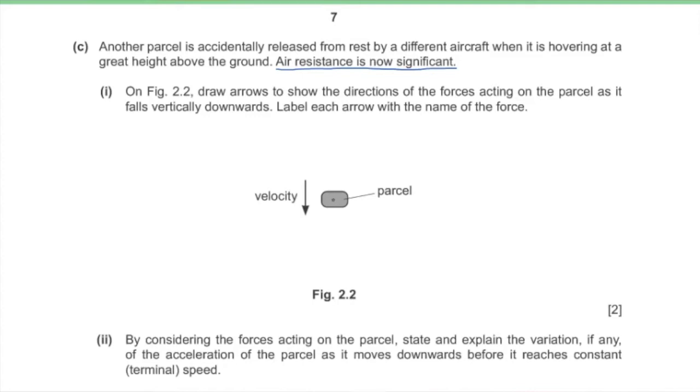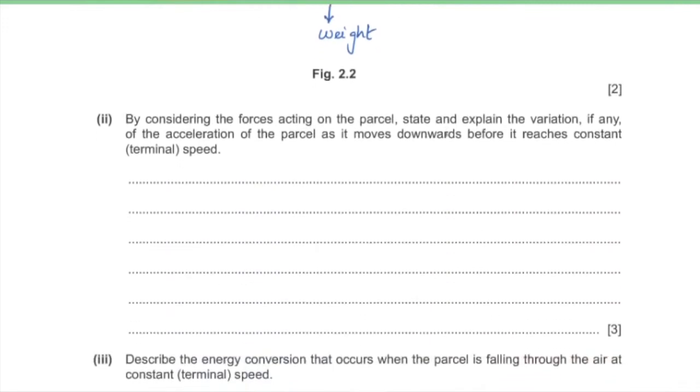So there's always going to be weight acting right from the center of the parcel, so we'll label it weight. And since air resistance is now significant, there's going to be air resistance acting against the motion of the parcel. So these two are the forces currently acting on this parcel. Part 2, by considering the forces acting on the parcel, state and explain the variation, if any, of the acceleration of the parcel as it moves downwards before it reaches constant terminal speed.